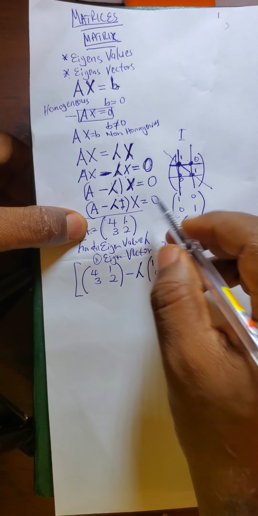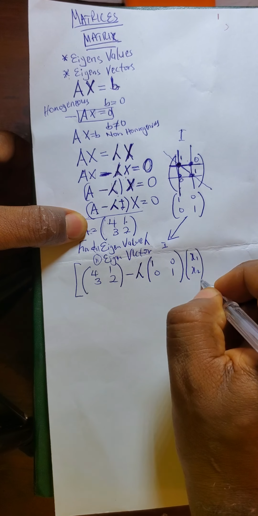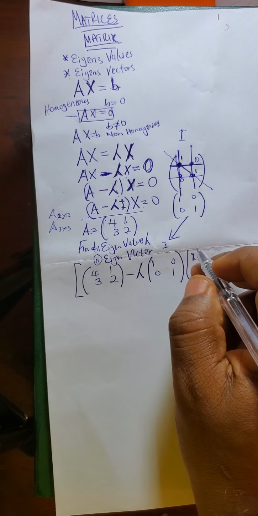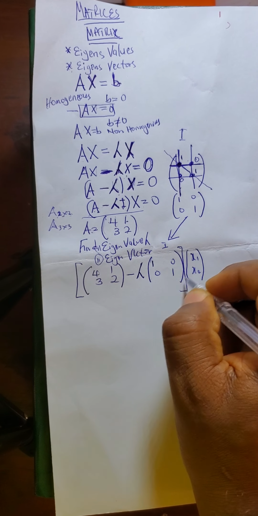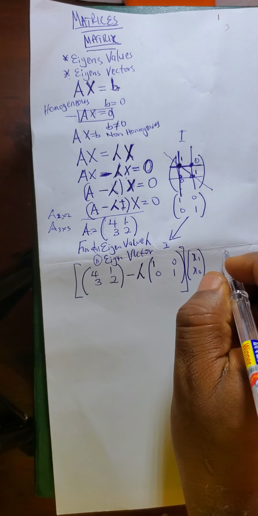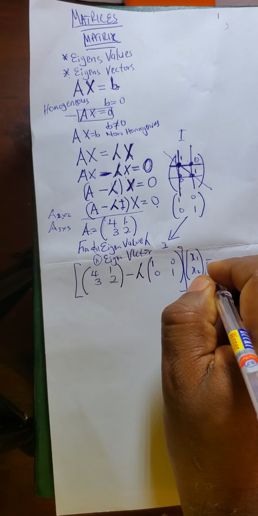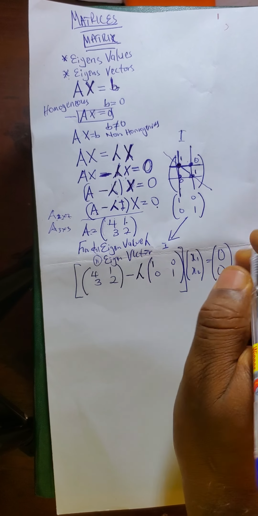Then this vector x can be written as x1 x2, which is the eigenvector. Then this eigenvector is multiplying this particular matrix here. Then we equate them to 0. That 0 actually means the column vector 0 0, like that.